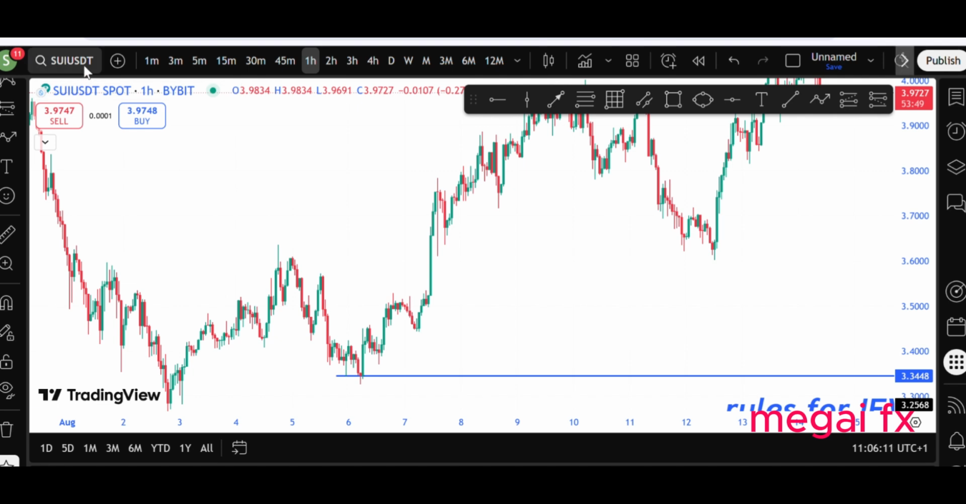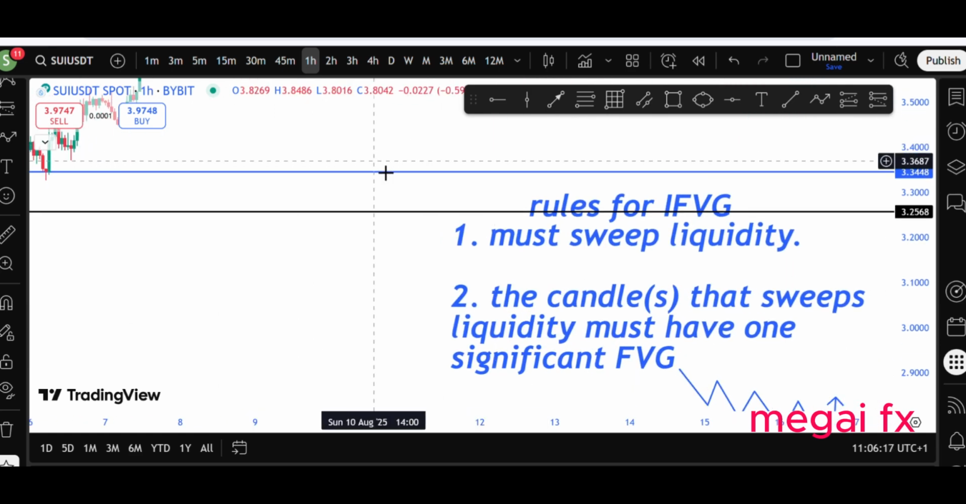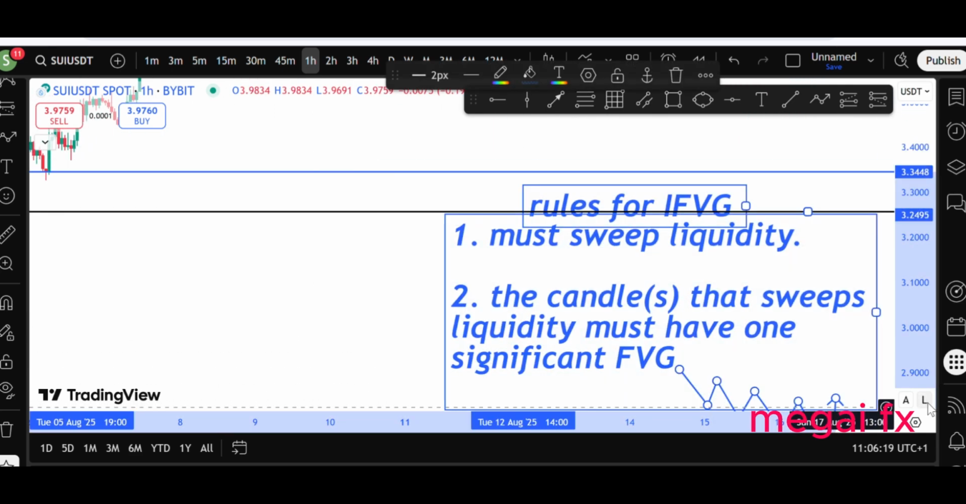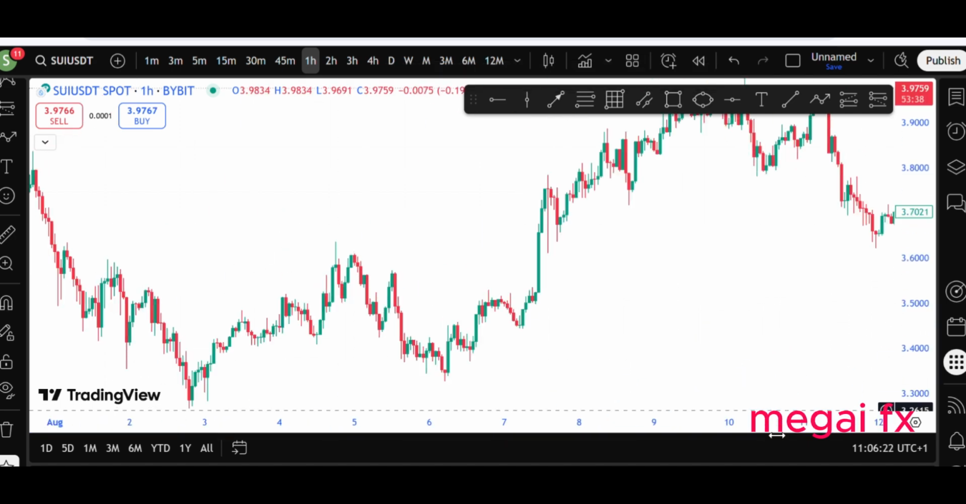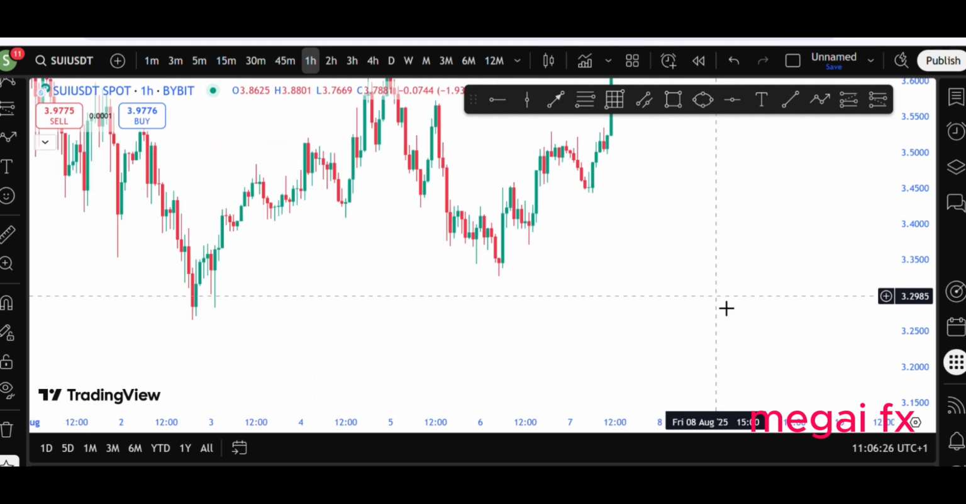This is on USDT. This is crypto. Let me delete these rules. Okay, this is on the 1 hour time frame.